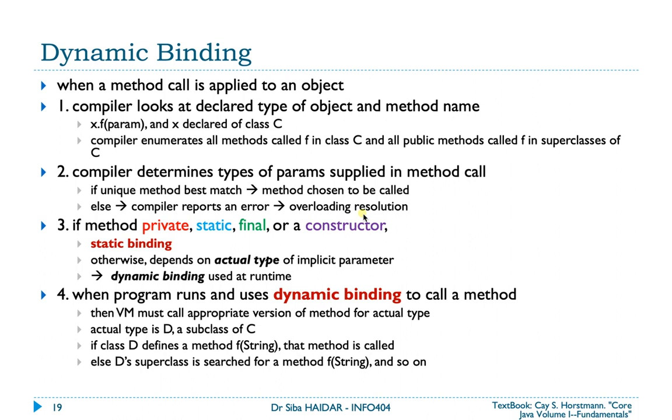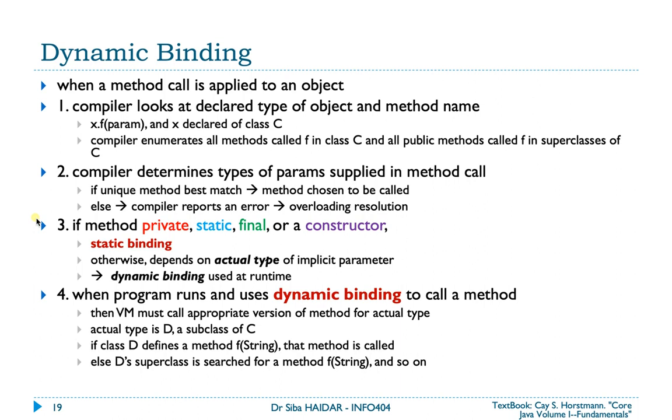Third, if the method is private or static or final, or if this is a constructor that is being invoked, this is called static binding. This is not dynamic binding. We statically link this method to the call. So in the virtual machine later, when we execute, this method will be invoked.